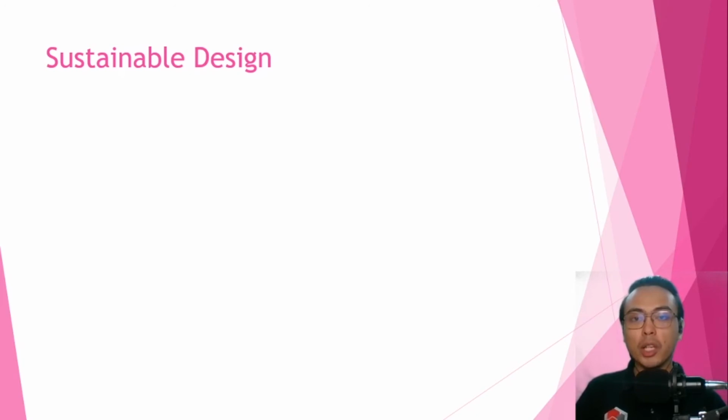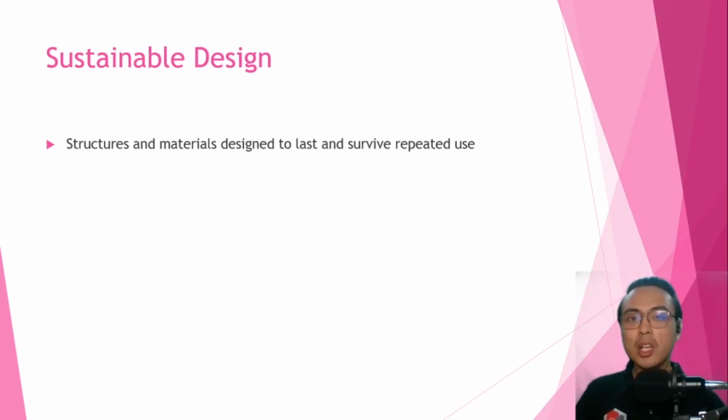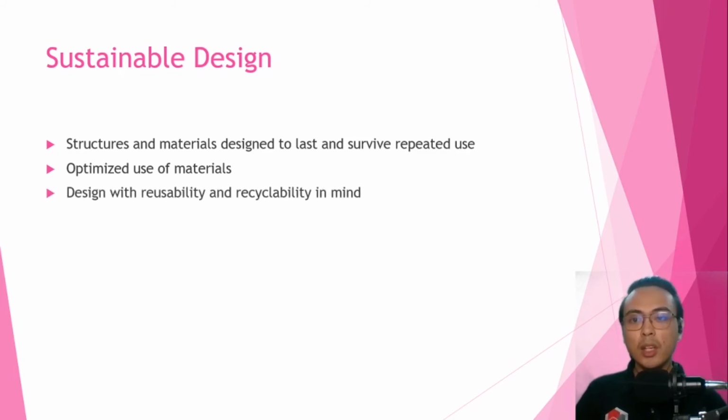Another tool that we can use for sustainable development is sustainable design. So sustainable design pertains to structures and materials designed to last and survive repeated use. So this might pertain to buildings, but this could also pertain to products. Sustainable design also centers on the optimized use of materials, meaning that we only use enough material such that your end product would still be durable and still be optimal for repeated use. And sustainable design is design with reusability and recyclability in mind.